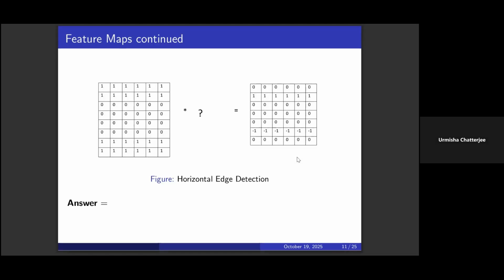Now can you say what will happen if your edges are in this fashion? Transpose the kernel in the last slide. Sorry? 1 minus 1 in a vertical fashion. Yes, right. It's just the transpose of the kernel we saw in the last slide. That's the answer for this one. Now if there is a difference vertically, it will be able to detect those edges.